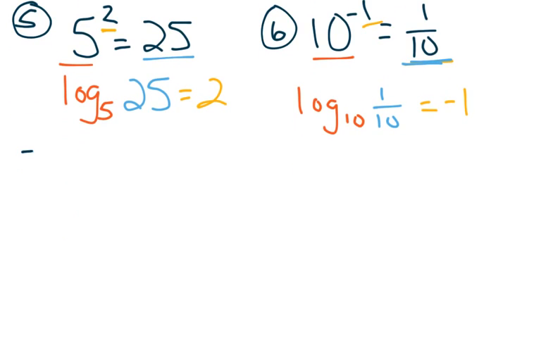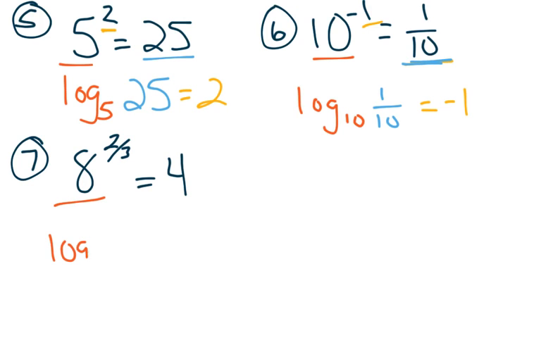Let's try a couple more here. Number 7. If at any time you want to try these on your own, feel free to pause the video and then I'll go through it when you're ready. 8 to the 2/3 is equal to 4. Again, start with your base. Log base 8 of your answer, 4, is equal to your exponent 2/3. So log base 8 of 4 is equal to 2/3. Whoops, that's not number 2. This should be number 8.